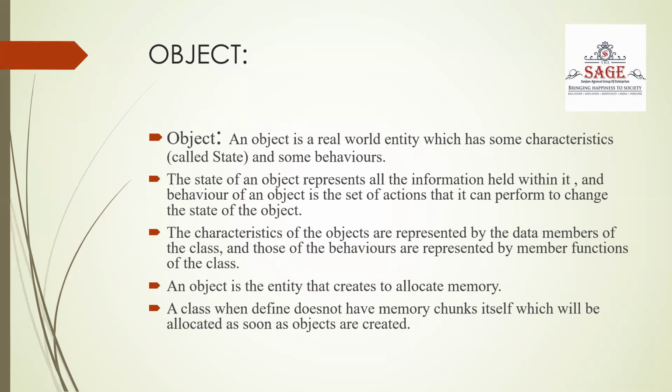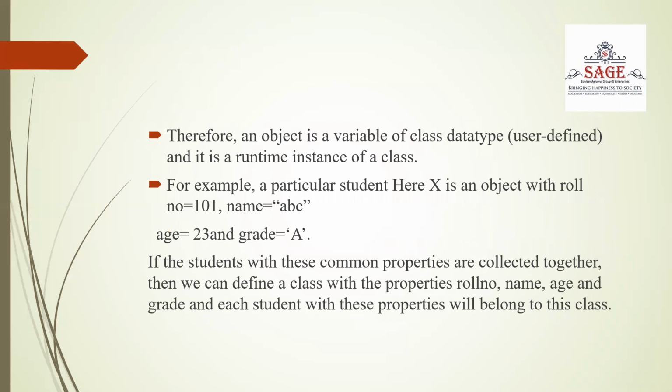So an object is the entity that is created to allocate memory. As we all know, at the creation of a class there is no allocation of memory, but when an object is created, we allocate memory to it. A class when defined does not have any memory chunk. We allocate memory as soon as objects are created. Therefore, an object is a variable of class data type, and it is a runtime instance of a class.